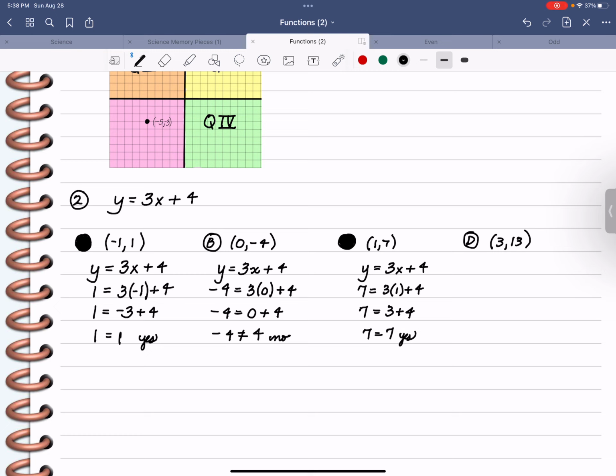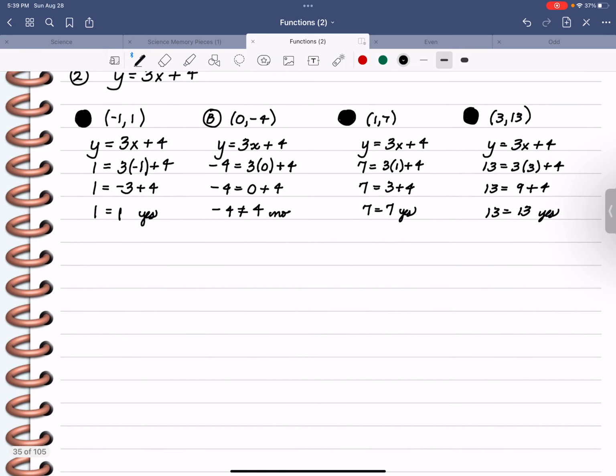And then we have to check the last one, which is the same equation. 13 equals 3 times 3 plus 4. So 13 equals 9 plus 4. 13 equals 13. This is also a yes. So you have 3 correct answers for that particular question. Have to check them all to know which ones are true.